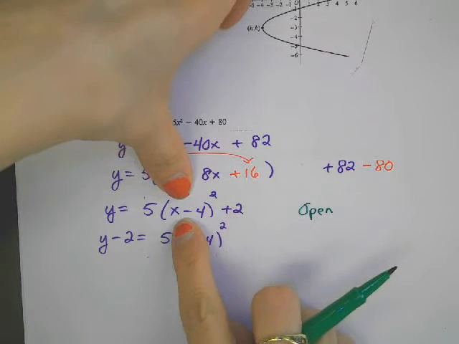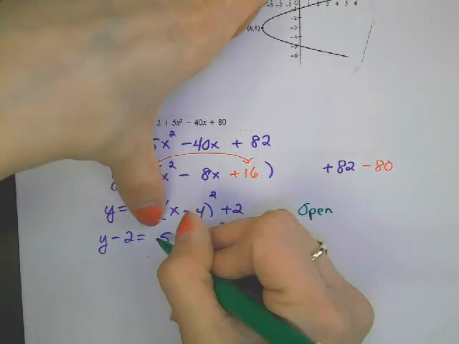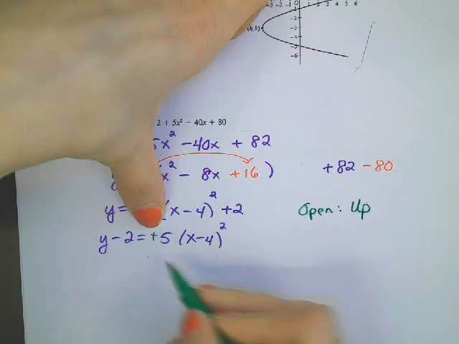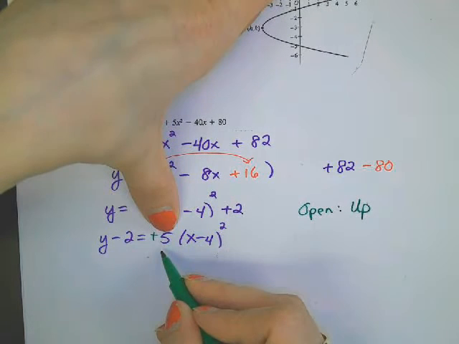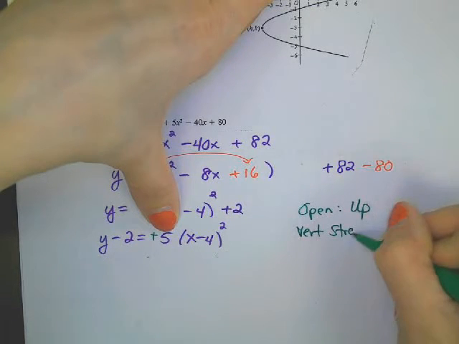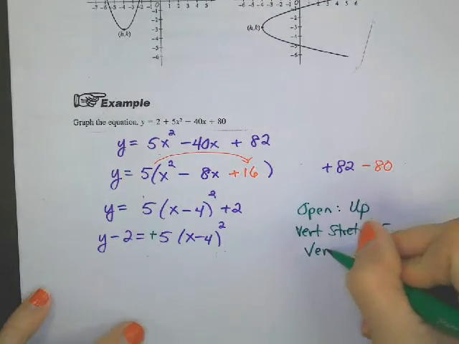Since the x is getting squared, it's definitely up, down, and the leading constant here is positive, so it's going to be opening up. Hey, what does that 5 number mean? That means vertical stretch by 5. Okay, and how about the vertex?